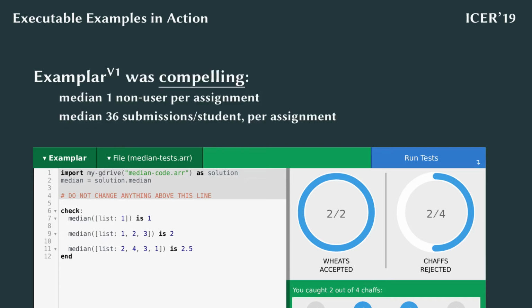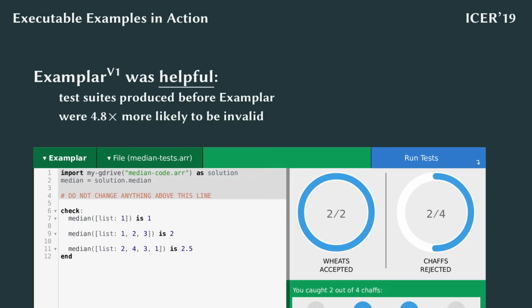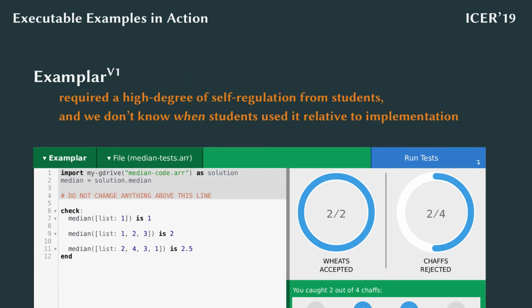Nonetheless, students found Exemplar compelling. Nearly all students opted to use it, and they used it a lot. Exemplar was helpful too. When we compared students with Exemplar to those in a previous year of the course who did not have it, we found that the students with Exemplar were far less likely to submit invalid test suites. However, Exemplar still required a high degree of self-regulation from students. They needed to realize on their own when they would benefit from using it and then make the choice to switch.